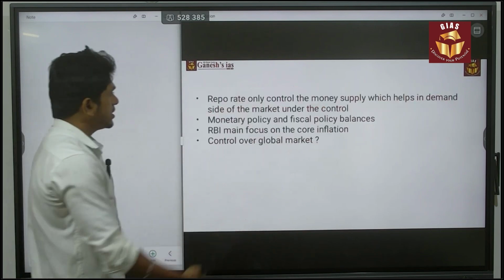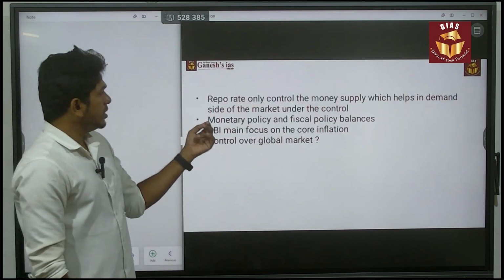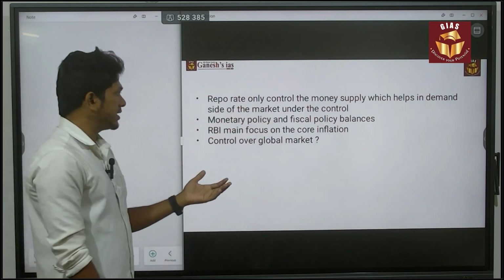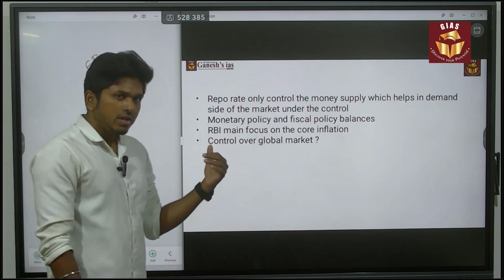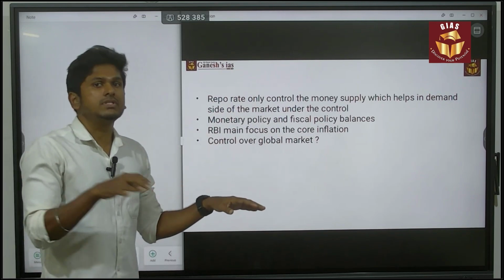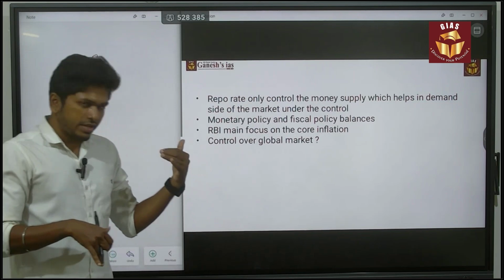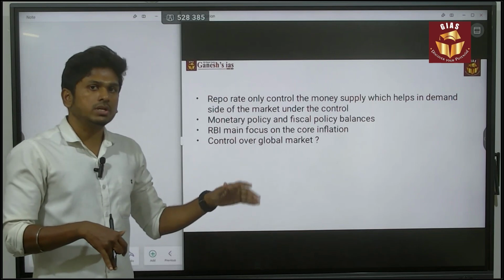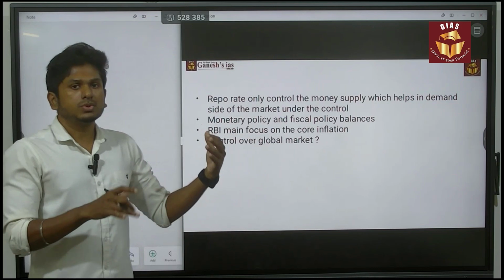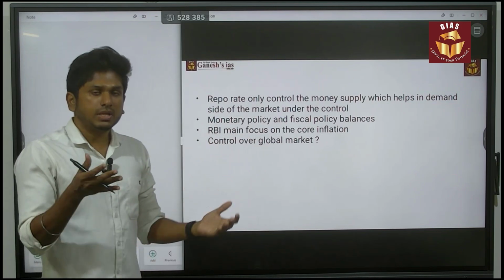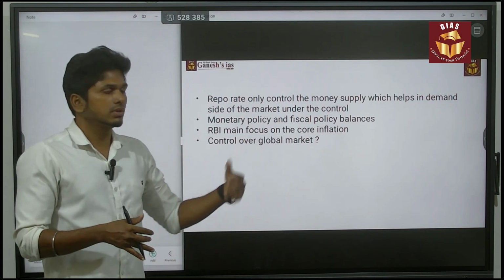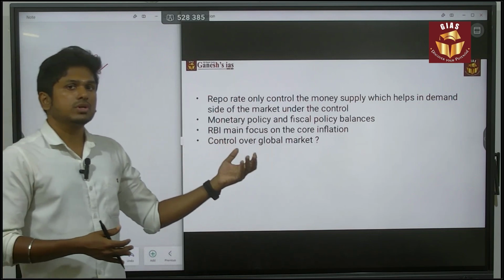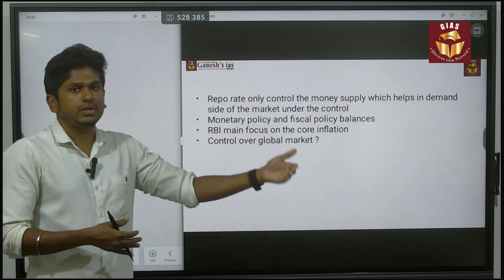Next, the effectiveness of the RBI: the repo rate only controls the money supply, which helps keep the demand side of the market under control. That you have to give. Another major issue is the mismatch between monetary policy and fiscal policy. Consider that the RBI is trying to reduce inflation by controlling the money supply, but at the same time the government increases spending on subsidies. In that way it is increasing the money supply in the market. So there is an imbalance that also leads to food inflation. Next, the RBI's main focus is on core inflation, which does not include volatile commodities like food and fuel products.